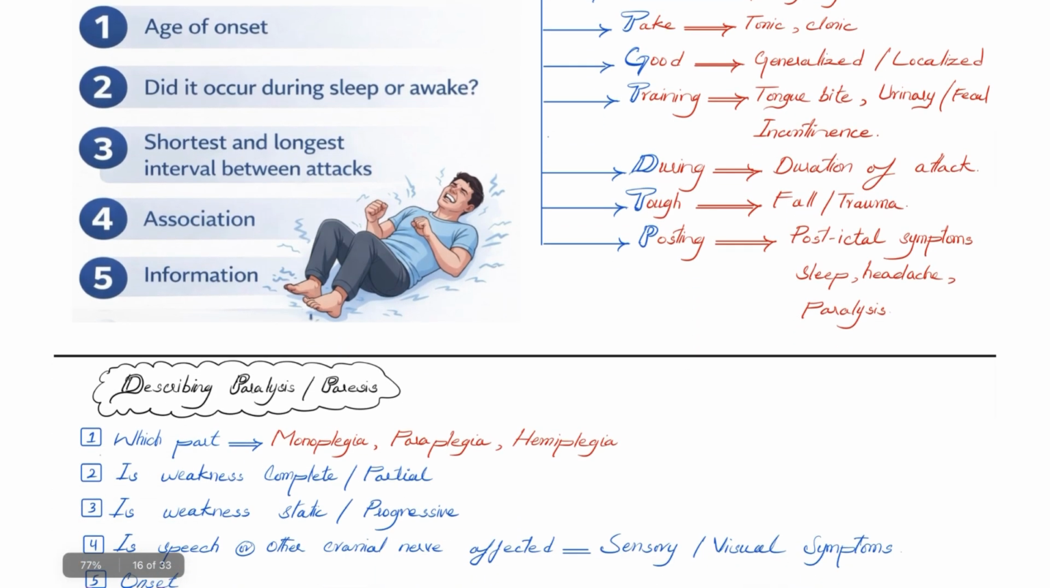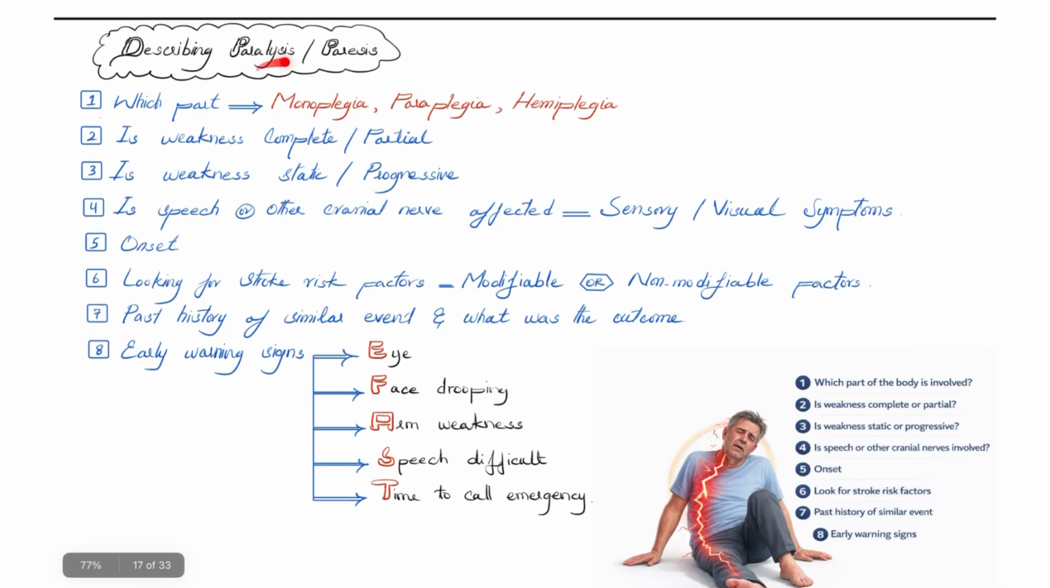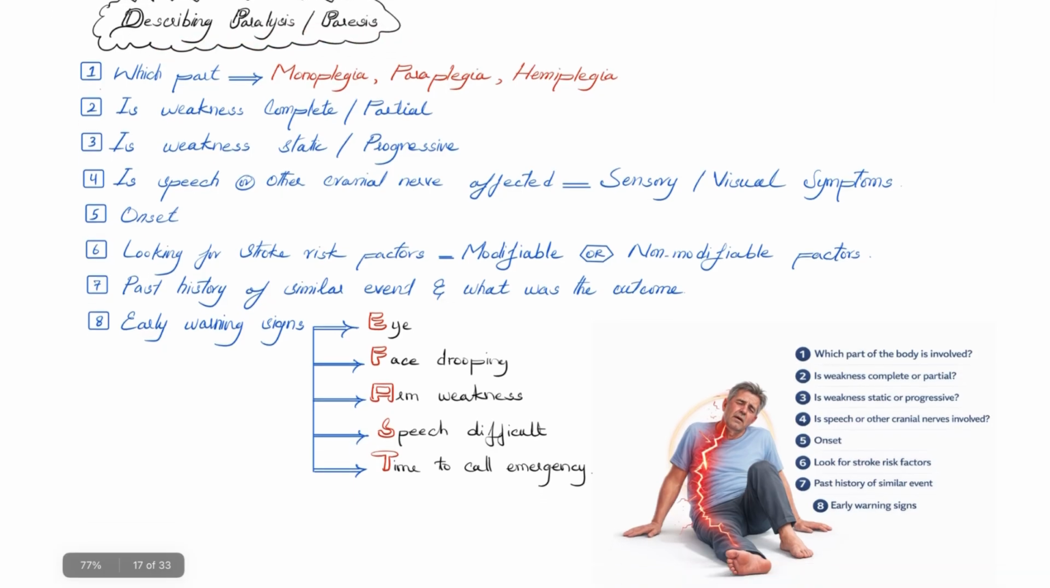Let's discuss describing paralysis or paresis. Ask about which part is involved. Either it is monoplegia, meaning only one extremity or limb is involved, paraplegia, meaning both lower extremities are involved, or hemiplegia, meaning half of the body is involved. Then ask whether the weakness is complete, which is called paralysis, or partial, which is called paresis. Is the weakness static or progressive, meaning it has stayed the same, or it has deteriorated?